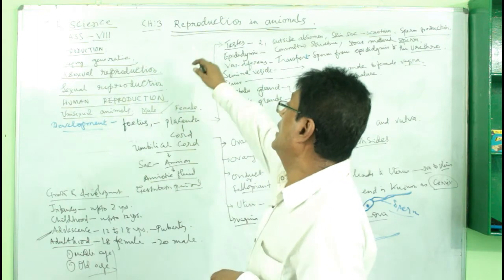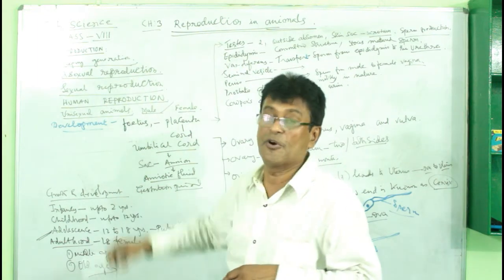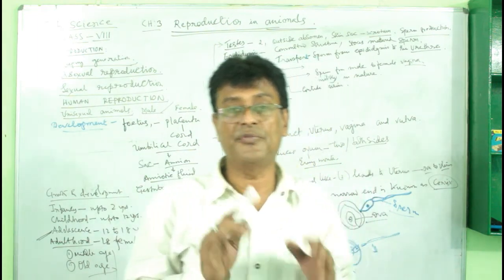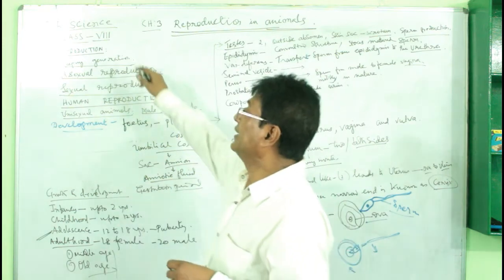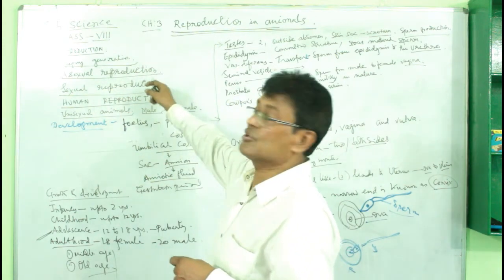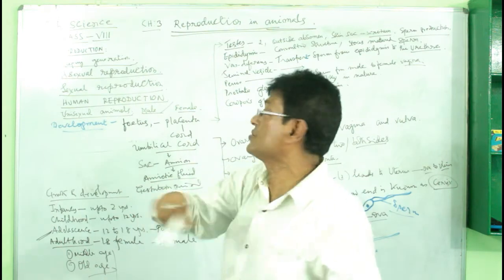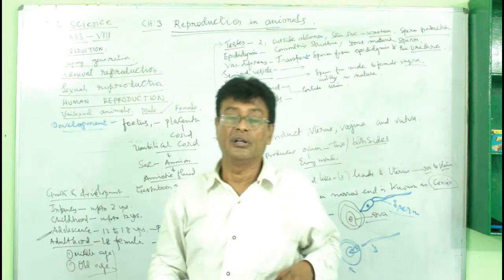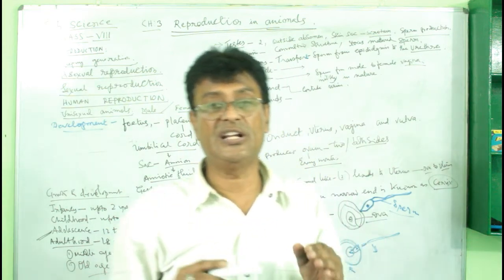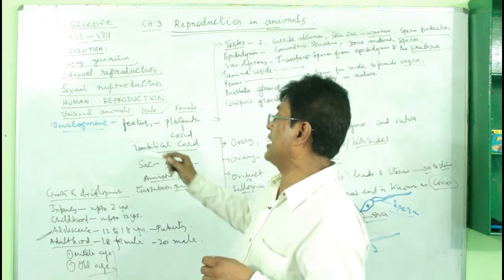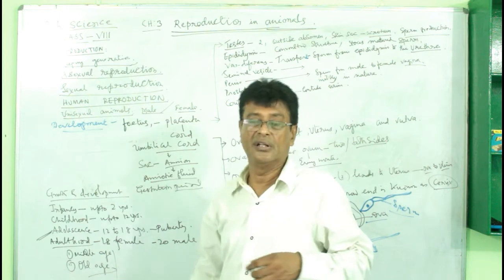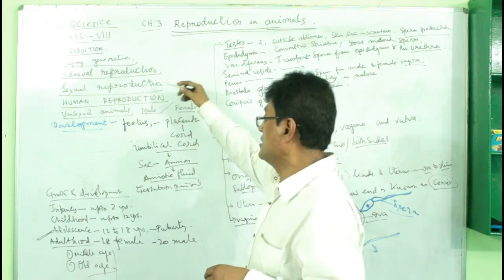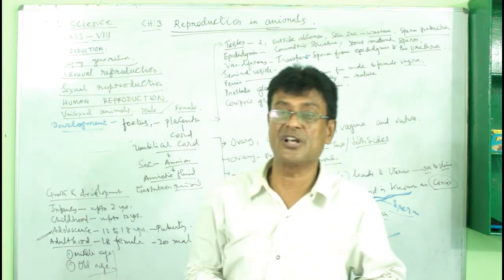So this is actually the chapter on reproduction in animals. I think you have studied. Once again I say, animals reproduce asexually also, as I told you, amoeba and others. And many higher animals reproduce sexually, cow, dog, etc. The highest animal is the human being, which also reproduces, and human reproduction has been discussed.